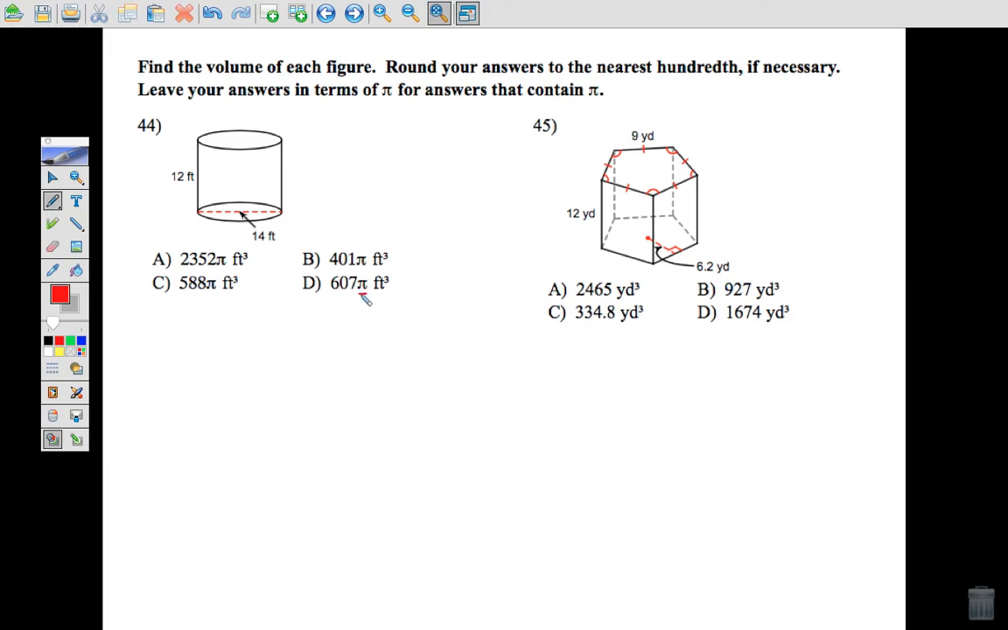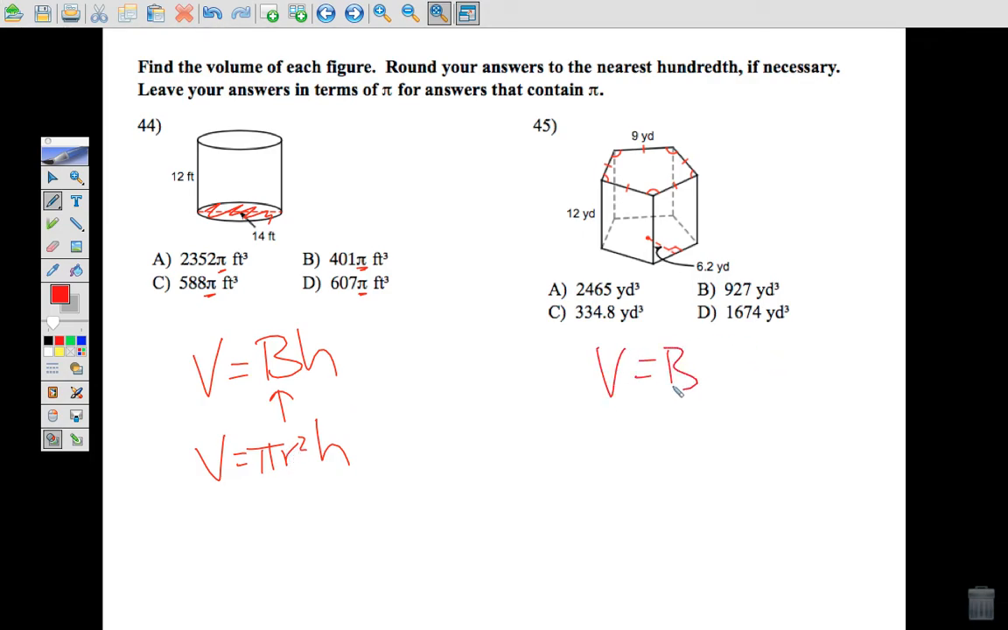Okay, same with this one. Pi's in the answer, so don't type it in. But we're doing volume. Now, for volume of a cylinder, it says capital BH. But remember, capital B is area of the base. So the shape of the base here is a circle. Area of a circle is pi r squared. So really it's pi r squared h. H is always the distance between the bases.